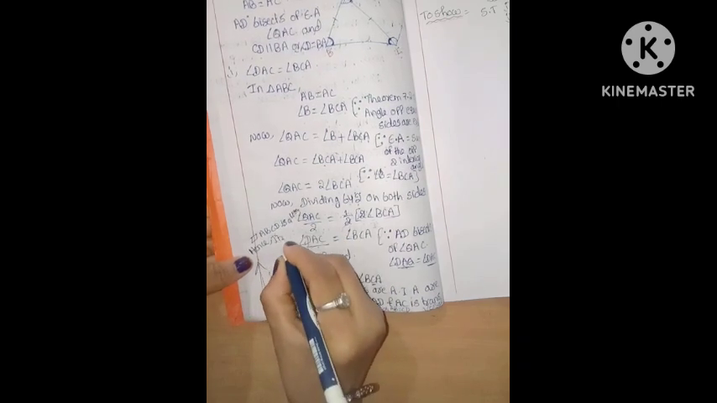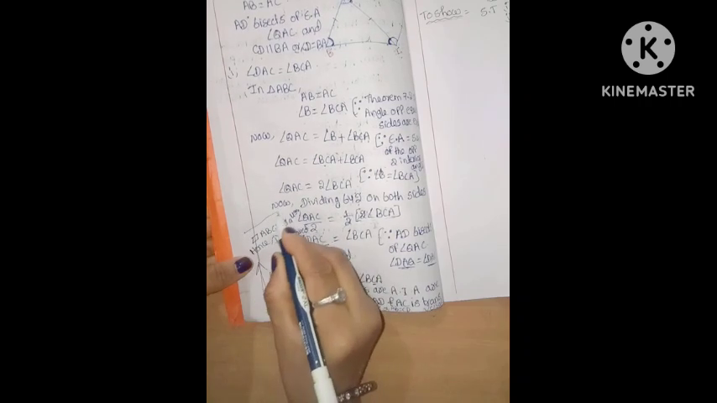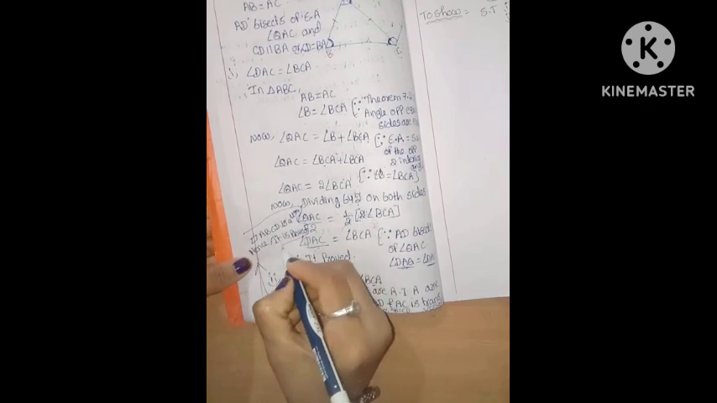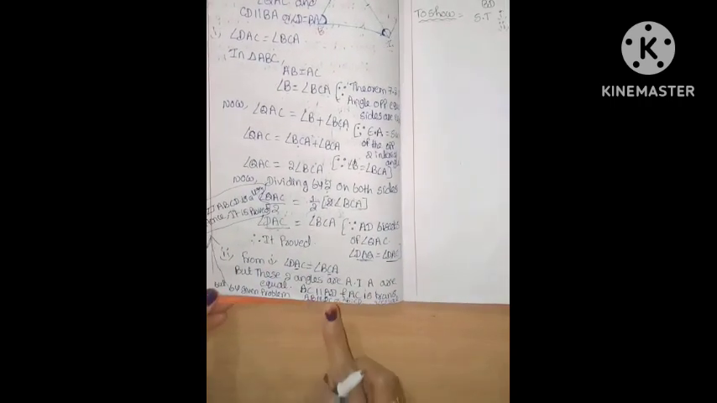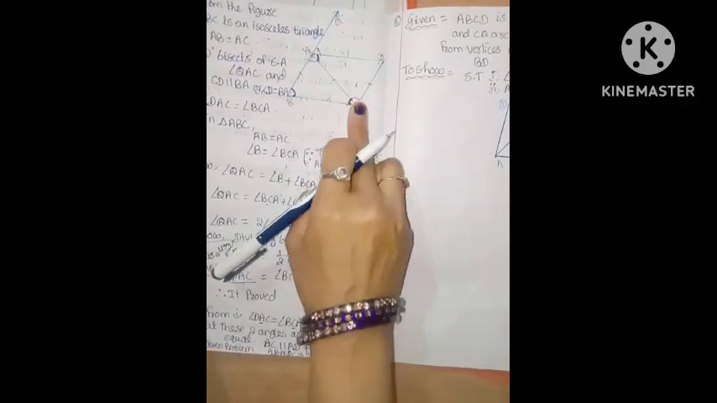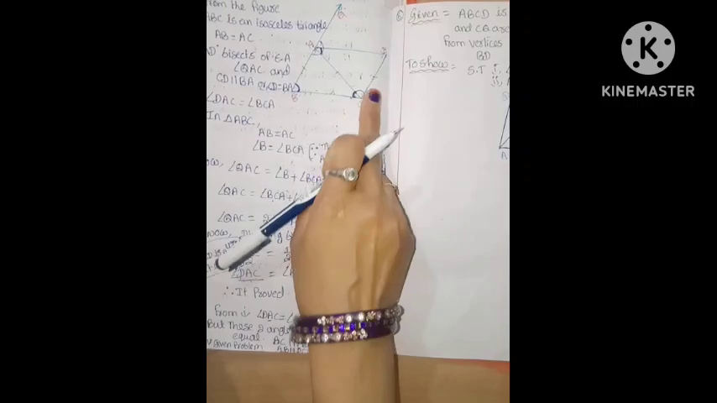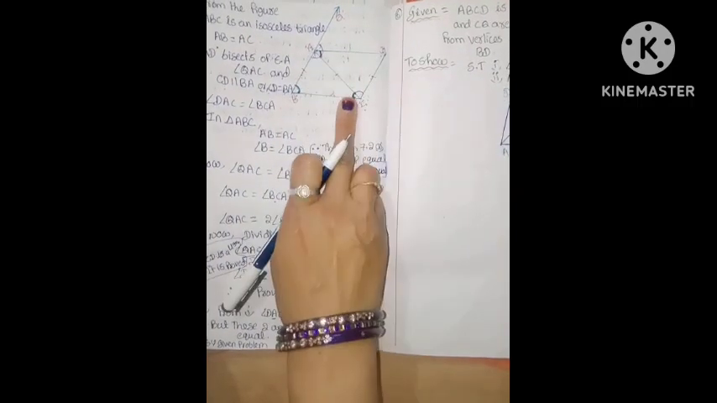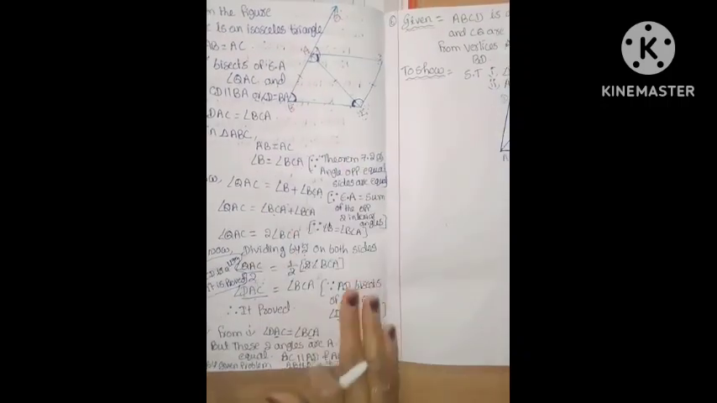Hence it is proved. Are you clear? Are you understood? Why is it a parallelogram? Here, these two sides are parallel, and AC is the transversal. So one pair of sides being parallel and equal is given. That's why the two pairs of opposite sides are equal.